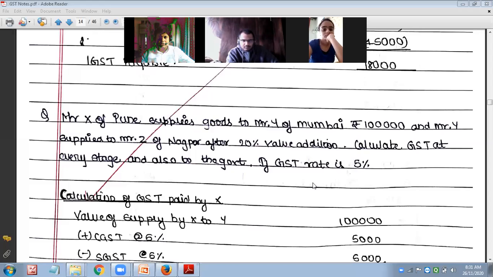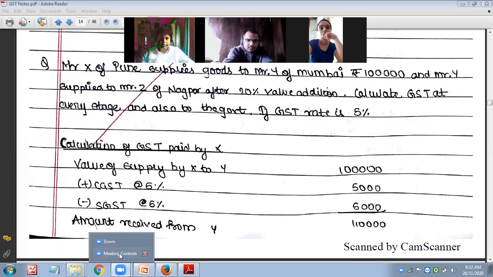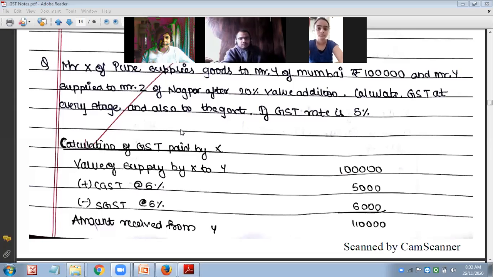Now let us try to understand what will be the tax liability for X which they are going to collect from Y. Can you tell me which kind of tax will be applicable over here? Interstate or intrastate? Intra. So CGST and SGST. Inter is wrong because both the cities are in Maharashtra state.